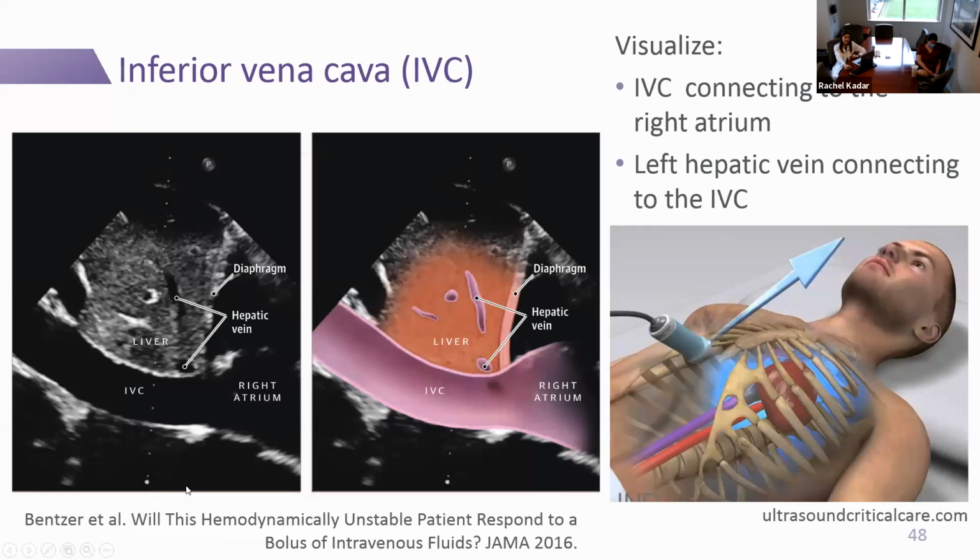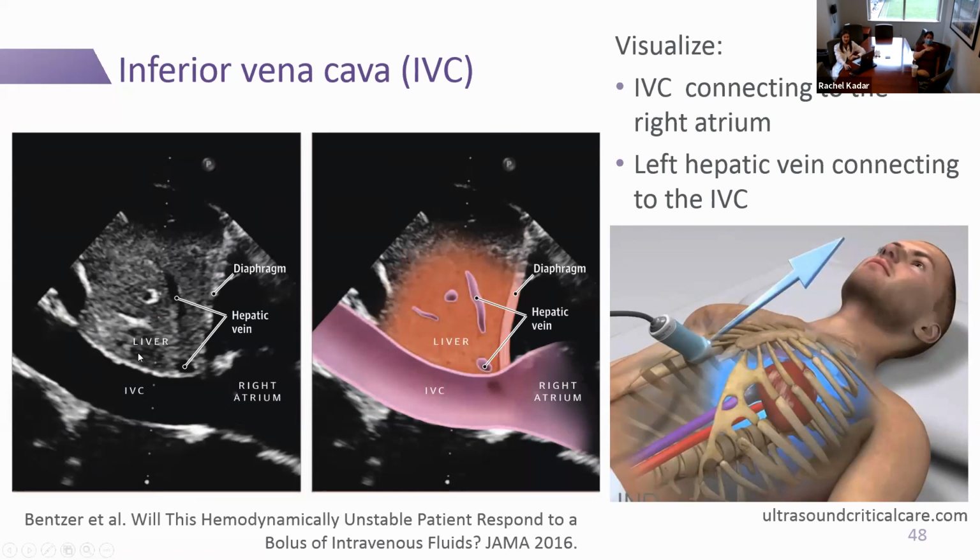Things we want to see on the IVC to know we're looking at the IVC is we want to see it connecting to the right atrium, and we want to see this left hepatic vein coming down. If we see those two things, we can know that we're looking at the IVC and not the aorta. Note that the IVC may pulsate, especially because it can be right next to the aorta. So looking at pulsation, I think, is less helpful.